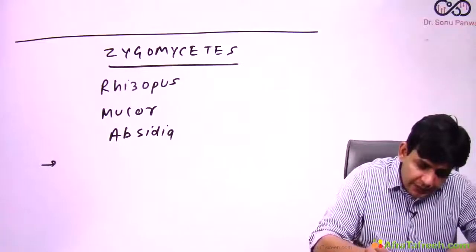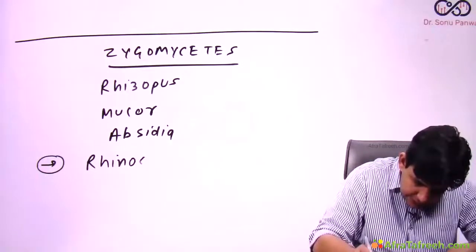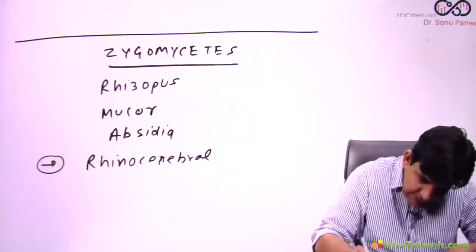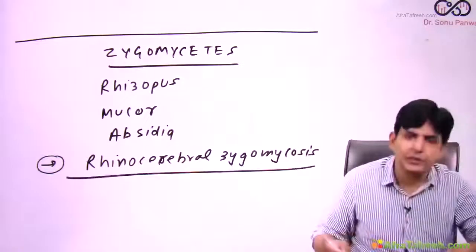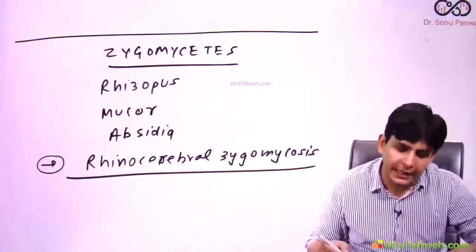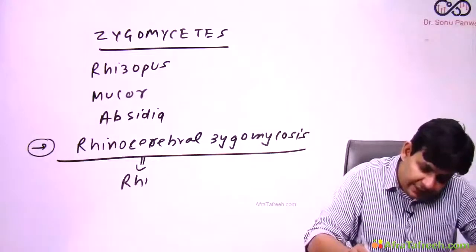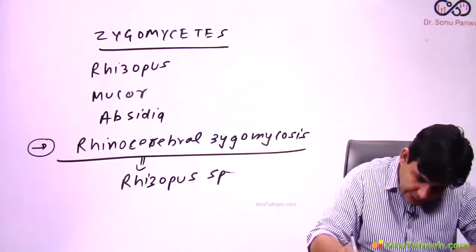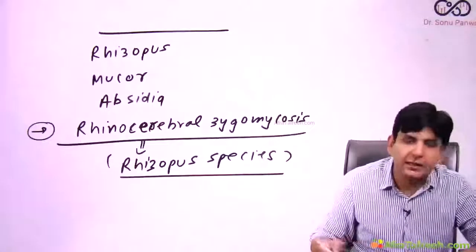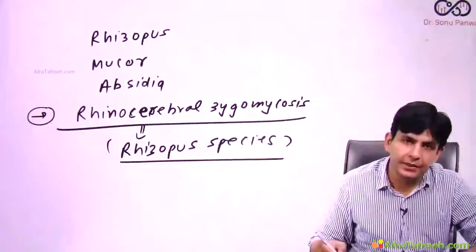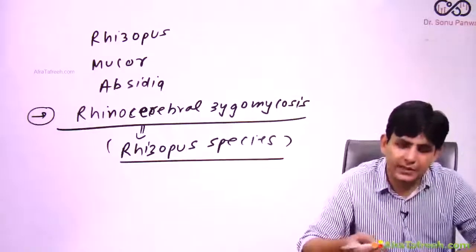Now there is one infection here which is asked in your vivas and all: rhinocerebral zygomycosis. This rhinocerebral zygomycosis is mostly caused by different Rhizopus species. Different Rhizopus species are involved in causing this fulminant infection termed rhinocerebral zygomycosis, and that you need to remember.